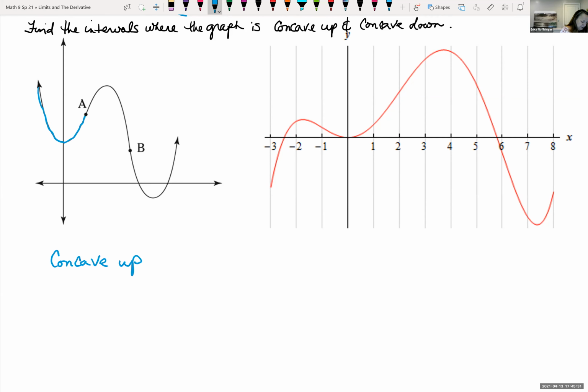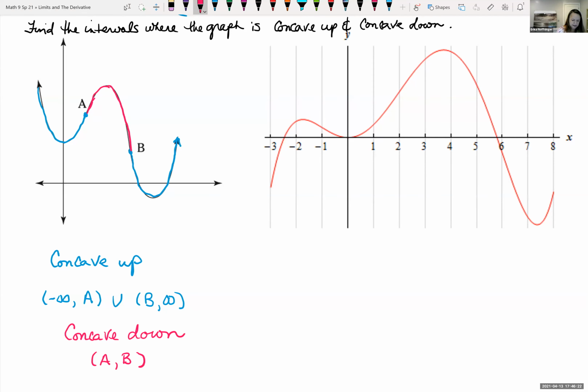And so notice that this piece in here, we're coming from negative infinity, and we're changing at A. So we're going to go to capital A. Union. I notice though, again, it's concave up on another piece of this graph, starting at B, and then it's going to infinity. So parentheses, b, comma, infinity, end your parentheses. So in here, it's concave down, starting at A and going to B. So parentheses A, comma, B, parentheses.